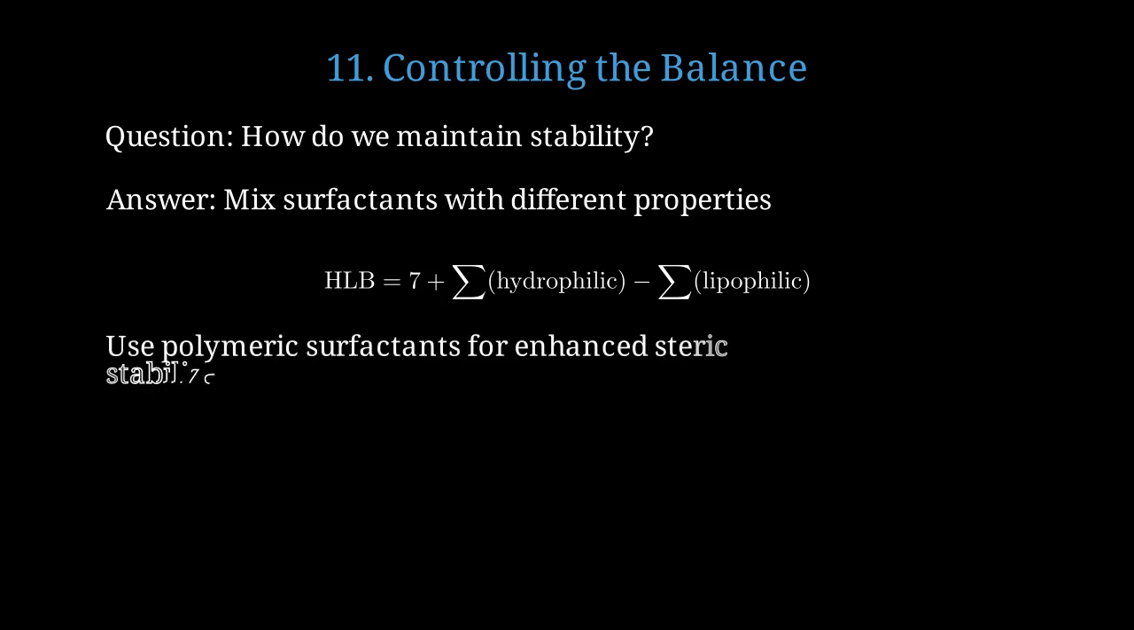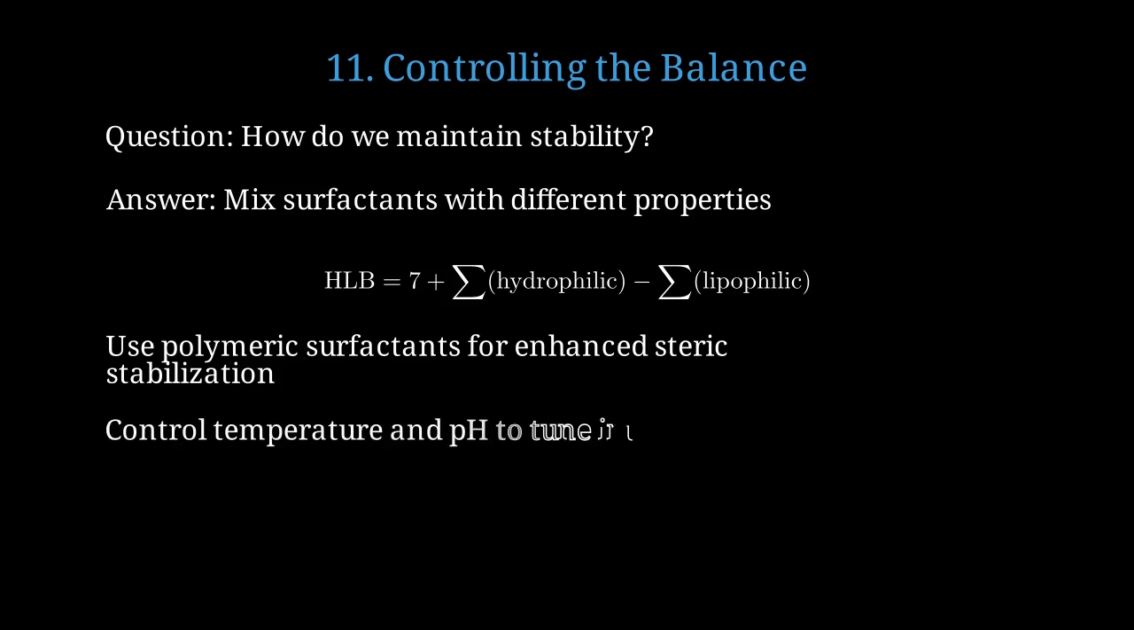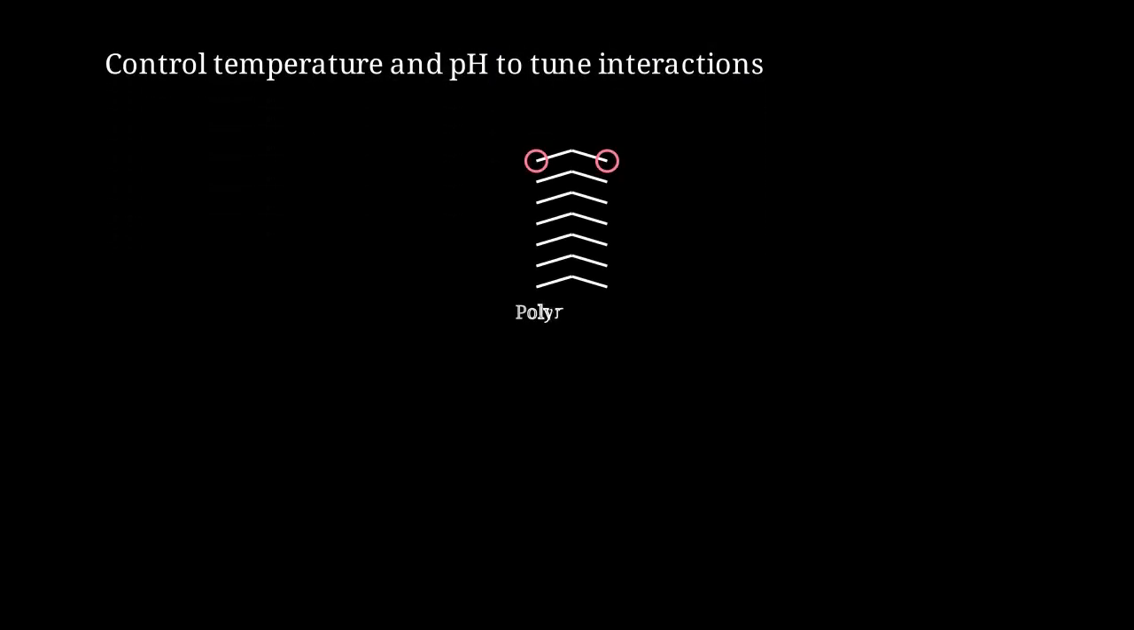Another strategy is using polymeric surfactants, which provide enhanced steric stabilization through their large molecular size. We can also control temperature and pH to tune electrostatic interactions and surfactant solubility. Polymeric surfactants create thick protective layers around droplets, providing mechanical barriers to coalescence.